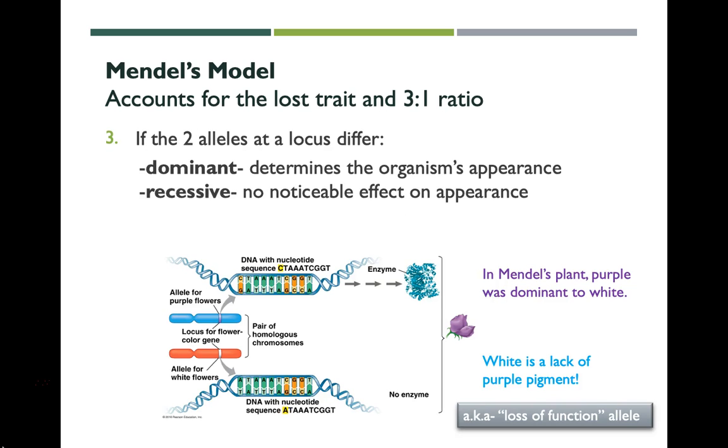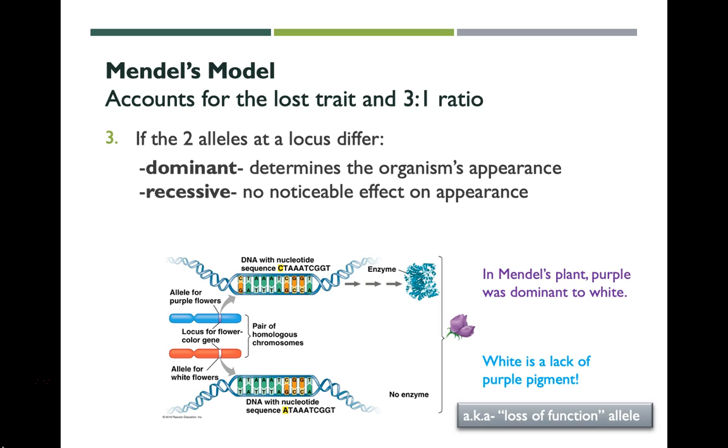If you have 2 alleles at a particular location, or a locus is another word for the position of the gene. If you have 2 alleles at a locus and they're different, one is going to be dominant and one is going to be recessive. So we said the recessive one is the one that was lost in that F1 generation. And that is because the dominant one is actually the one that's determining the organism's appearance. So it doesn't matter if it has a dominant and a recessive. If it has that dominant allele, that's the trait that we're going to see. That's the trait that's going to determine the organism's appearance.